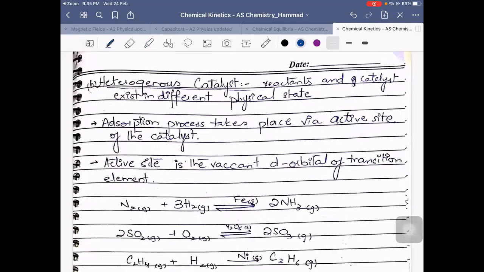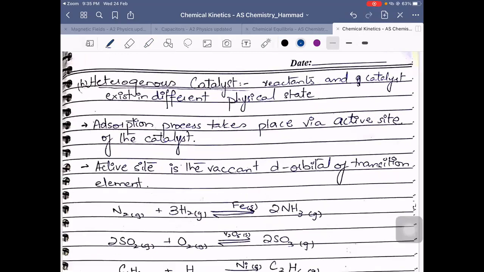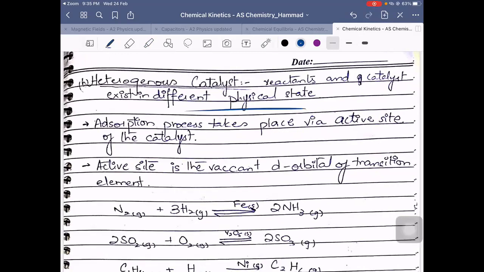Heterogeneous catalysts, reactants and catalysts exist in different physical states. For example, we just did Haber's process. Your reactants were in gaseous state and your catalyst was iron, which was in solid state.